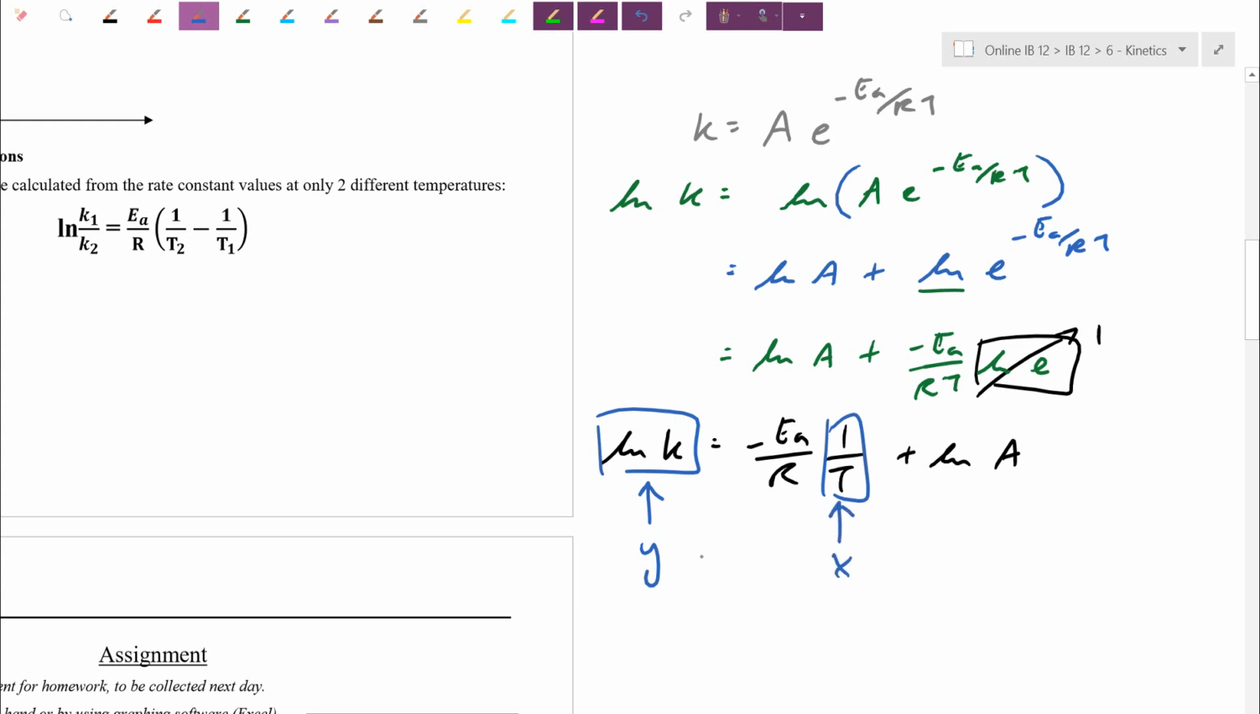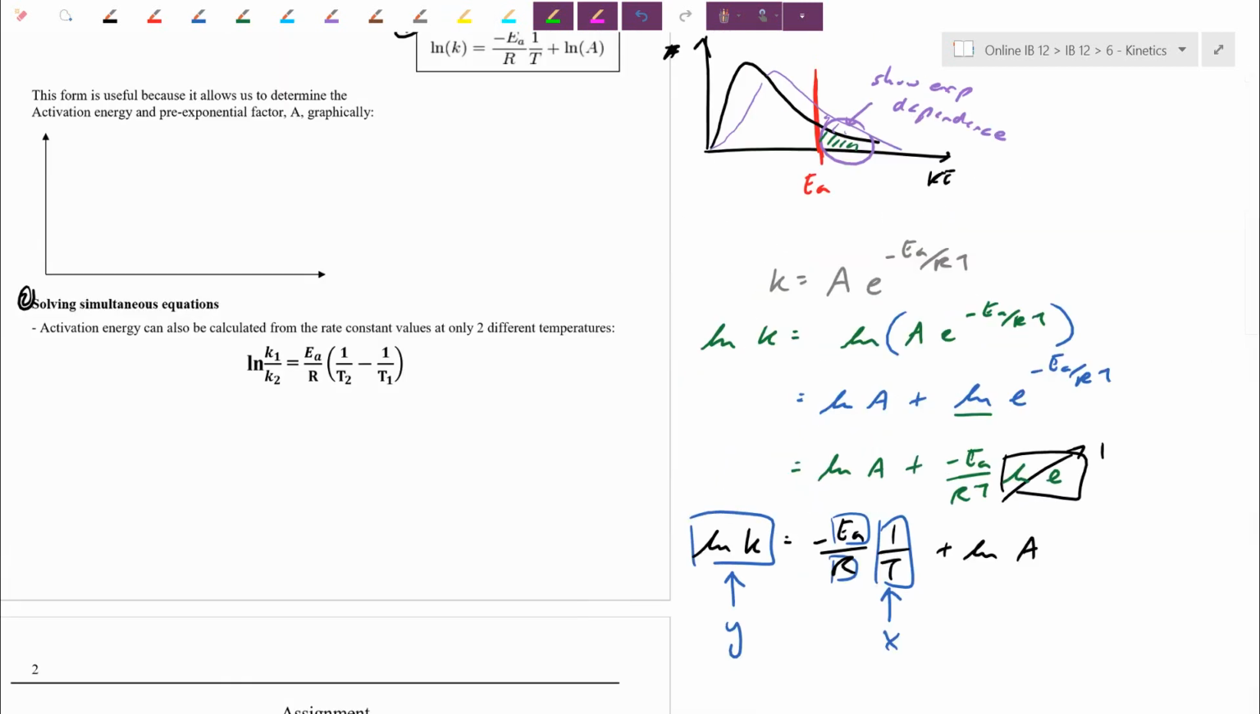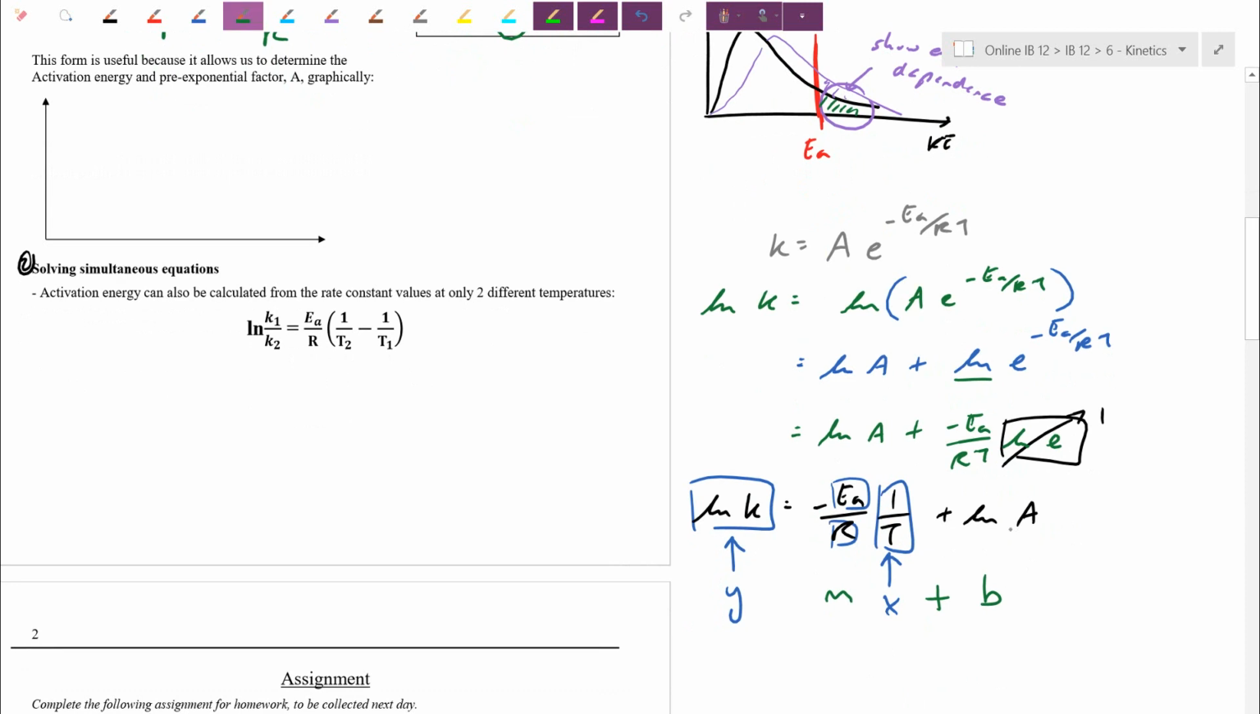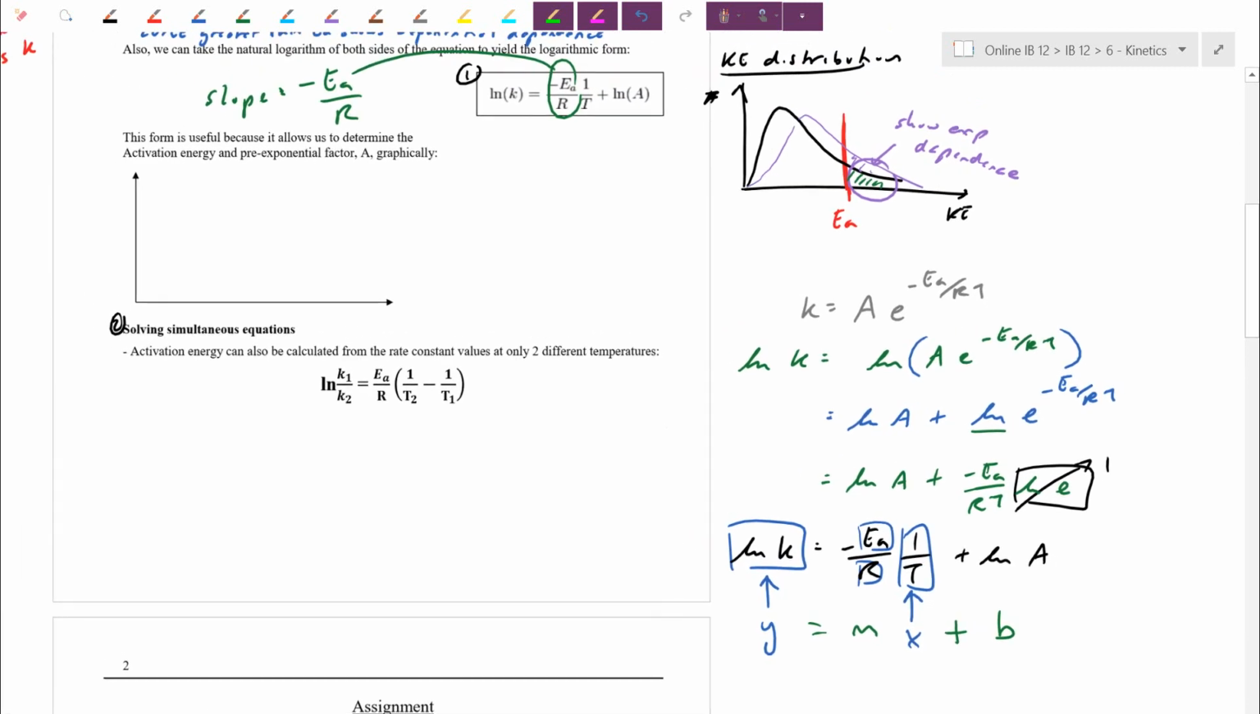This will give me a straight line slope because activation energy is a constant. The R is also a constant here. This is like y equals mx plus b. This slope is going to give me negative Ea over R, so that's the m part. And the pre-exponential factor, ln A, is going to give me the y-intercept on this curve here.